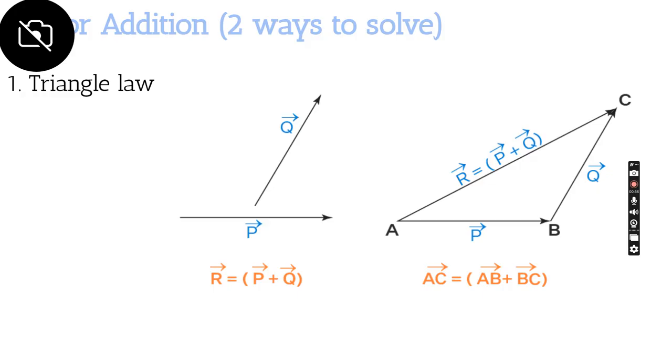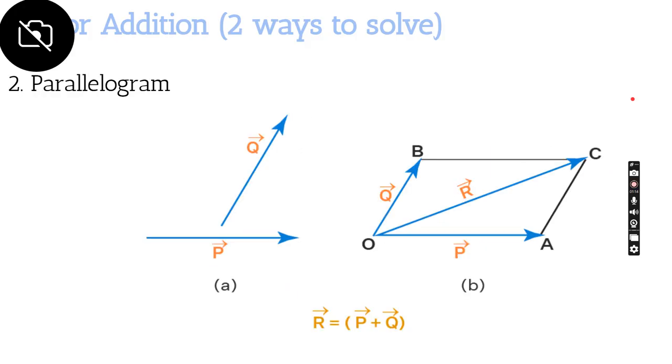There are two main ways to solve vector addition. First, you can use the triangle method, where you put the vectors that you are adding together tip to tail, and you find the third side that is formed between these two vectors. So in this case, P plus Q would be R, which is A to C.